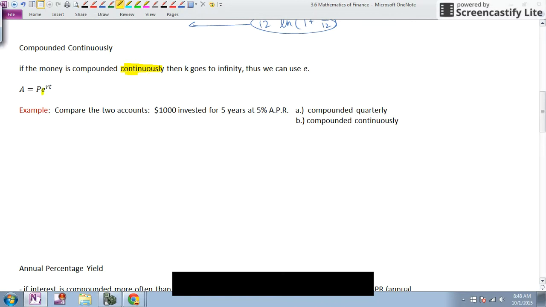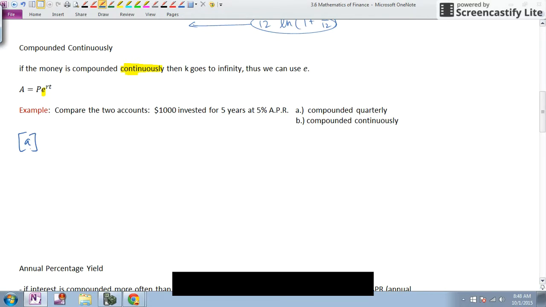And guess what? That introduces Euler's number. So Euler's number is used, and you might have seen this equation PERT before. And what PERT does is it just says, hey, I'm going to give you interest constantly. So it's a little better deal for you, the borrower, or the person who's giving the money to the bank.